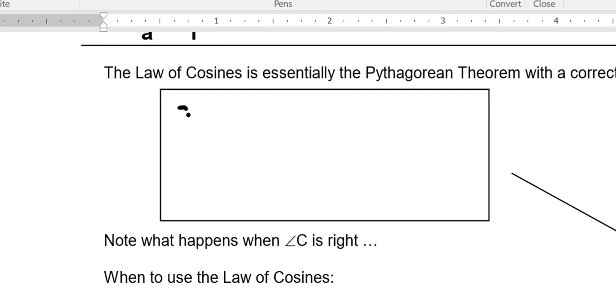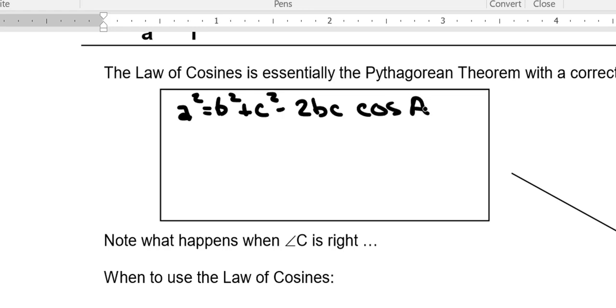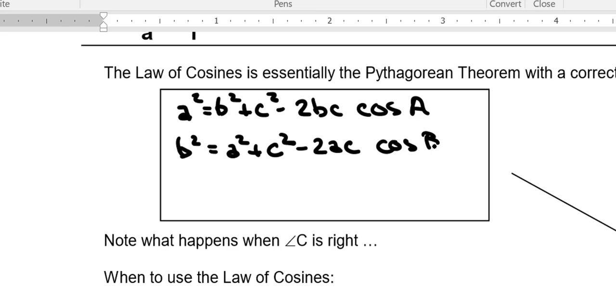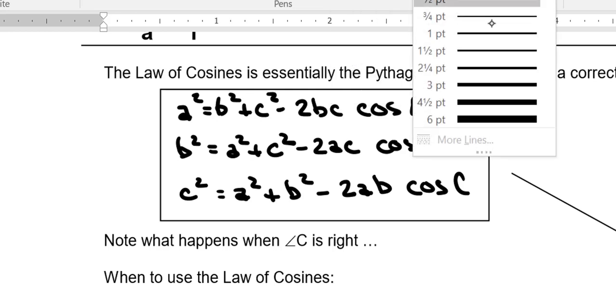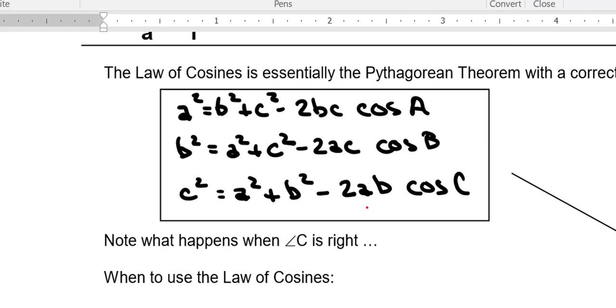It's going to be a squared equals b squared plus c squared minus 2 times bc times the cosine of angle A. Or it's b squared equals a squared plus c squared minus 2ac times the cosine of B. Or it's c squared equals a squared plus b squared, that should look familiar to you, minus 2ab times the cosine of C. In a sense, it's sort of like the Pythagorean theorem with a little added on portion here that's a correction for the fact that it's not a right angle.